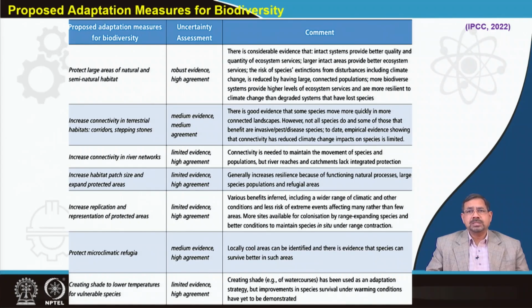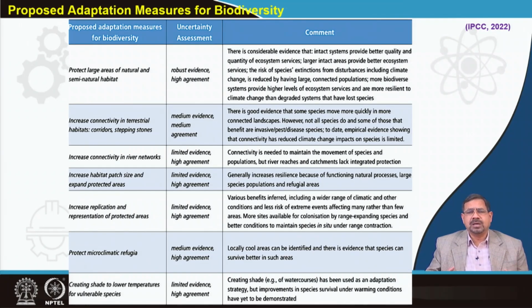But the point is, all the rivers finally end up at the estuary and meet the sea and the ocean. So, that is why the evidence for this is limited, but apart from that the agreement is very high as far as increased habitat patch size, expanded protected areas, and increased connectivity in terms of the river networks.